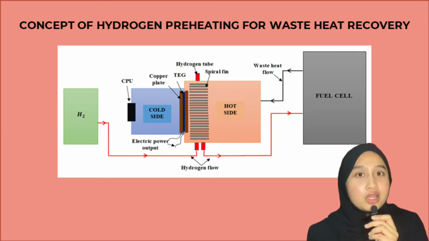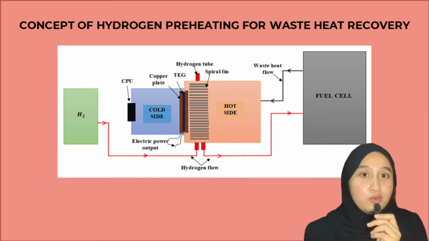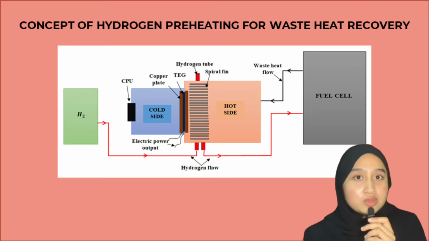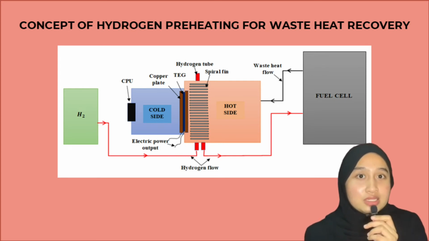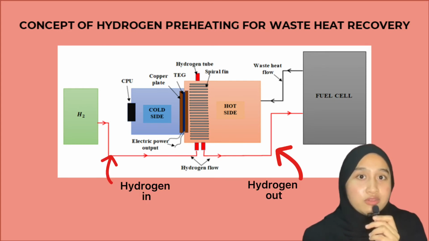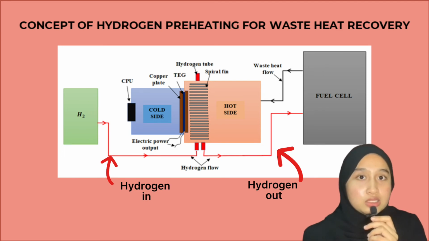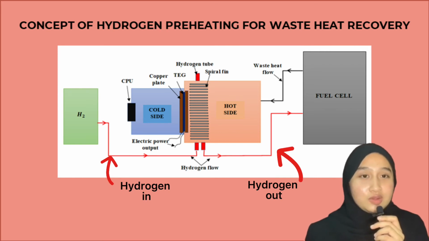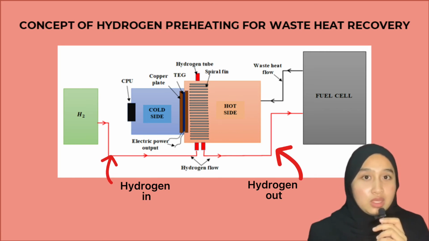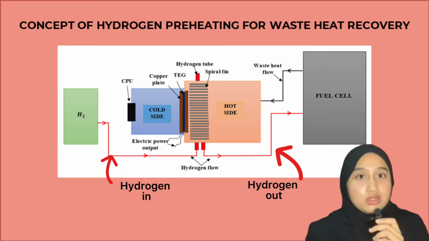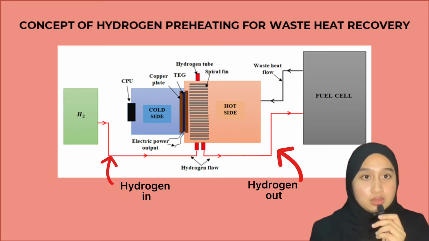The spiral fin and hydrogen tube were placed right in front of the copper plate at the hot side. The fuel cell will be the source of waste heat. The hydrogen gas will be inserted in the tube, and the hot air from the fuel cell will preheat the hydrogen at 10 degrees Celsius. The reason why the hydrogen needs to be preheated is to increase the power of the fuel cell so that it can increase the temperature of the waste heat that will flow into the system. The flow will be rotated repeatedly.